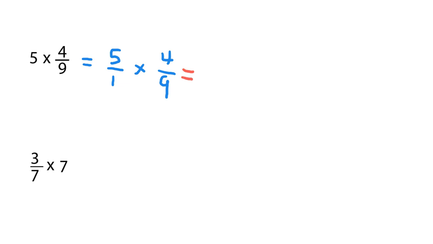So then multiply numerator times numerator, 5 times 4 is 20, and 1 times 9 is 9. The greatest common factor for 20 and 9 is 1. So if I divide both of these by 1, it doesn't change anything. My answer stays as 20 over 9. Let's try the next one.